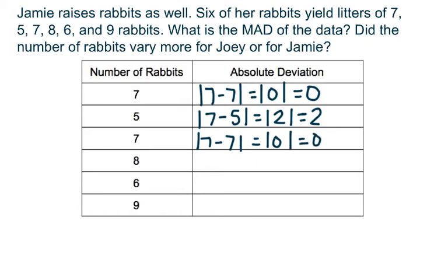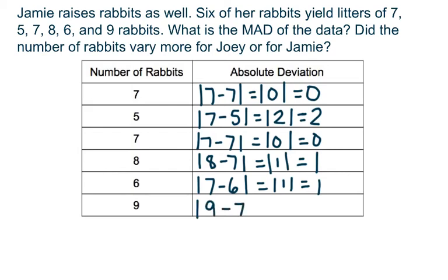The fourth litter yielded 8 rabbits. 8 minus 7 is 1, and the absolute value of 1 is also 1. Let's do that with the fifth and sixth data value as well. We have another absolute deviation of 1, and now 9 minus 7 is 2, and the absolute value of that is also 2. Now I'm going to add up all these absolute deviations in order to find the mean.